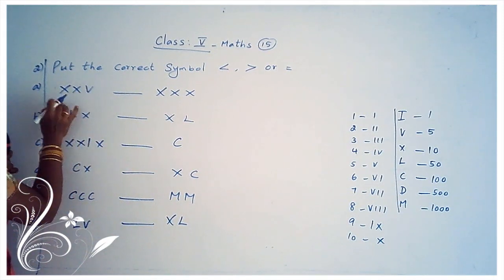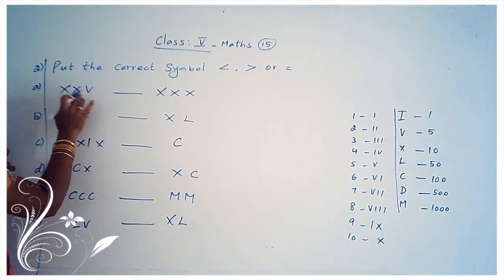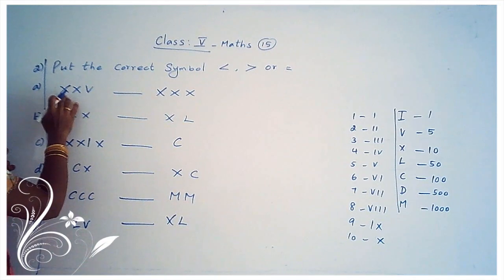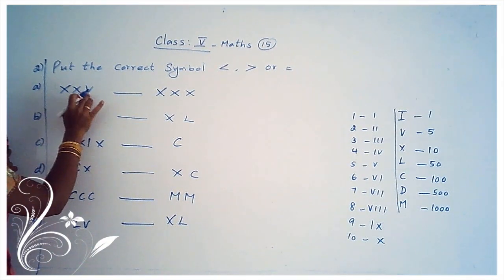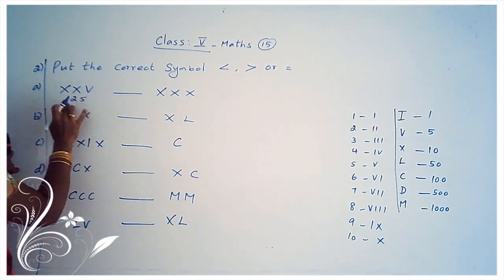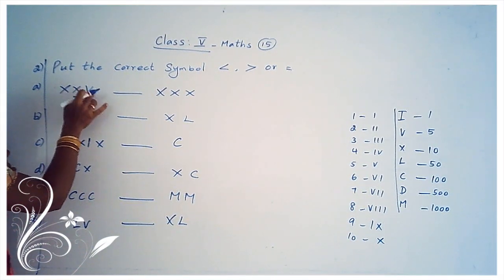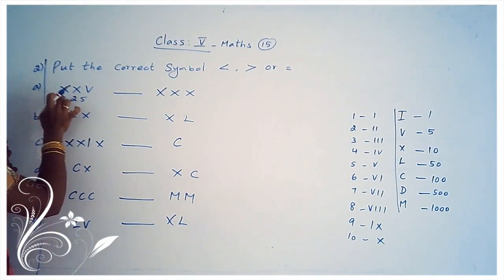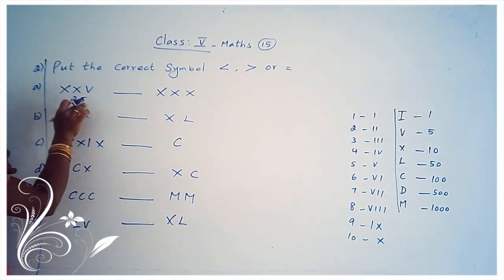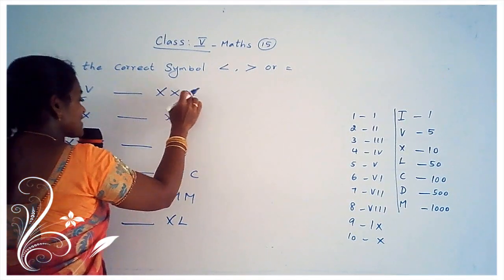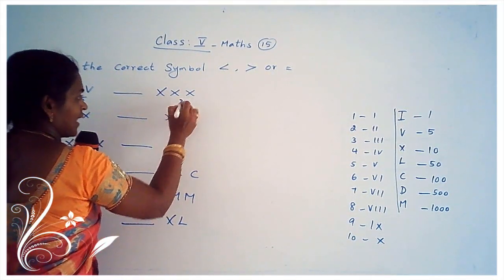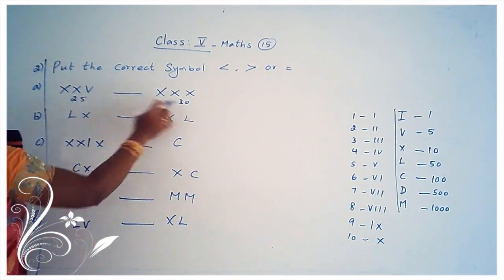XXV stands for how much? You convert into Hindu Arabic number. Okay, so XXV stands for 25. Yes, children, XX means 20. Okay, here 5 is there. So 20 plus 5, 25. So XXV stands for 25. XXX stands for 30. Okay, now you compare these two numbers.